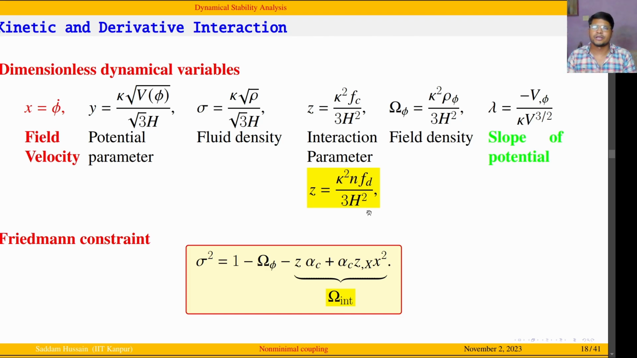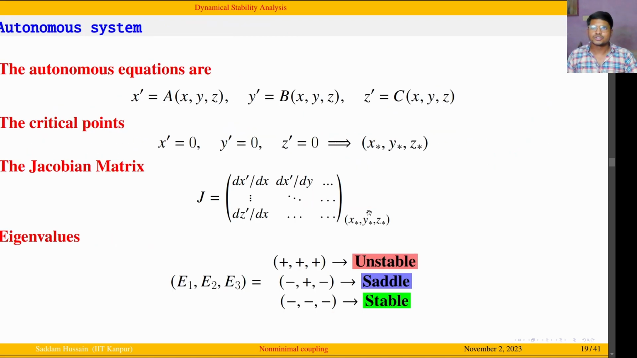So we have this Friedmann equation, and from the Friedmann equation, we can analyze sigma squared, and sigma squared has to be between 0 and 1 because it is again denoting the fluid density. From the analysis of the minimally coupled scenario, we can understand that any physical constituent cannot have negative energy density, right?